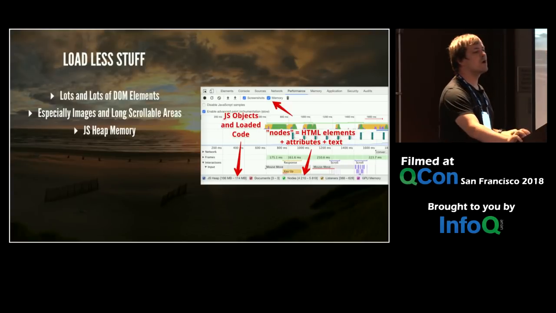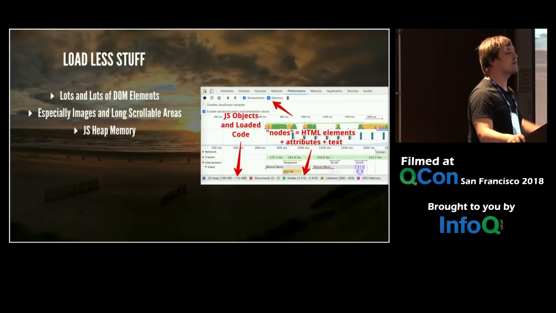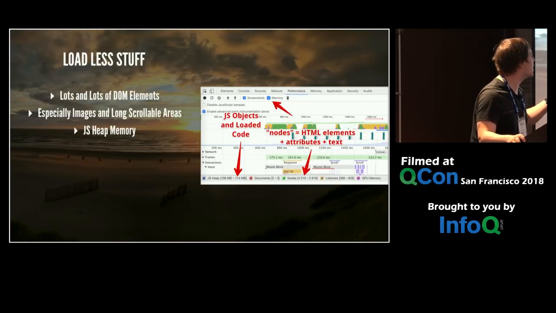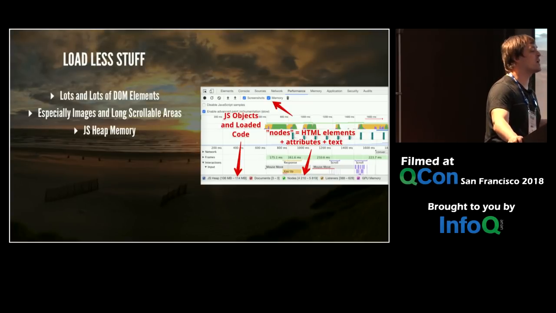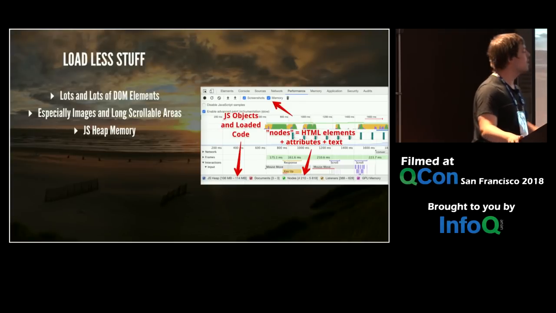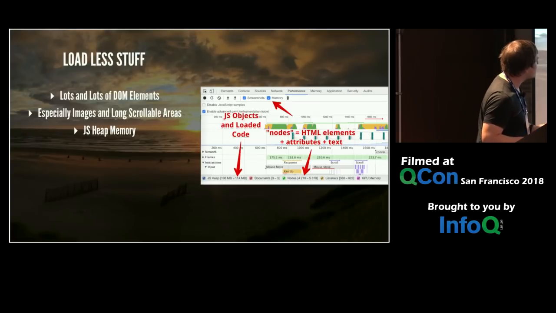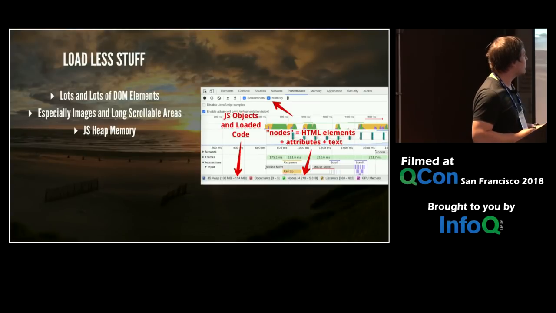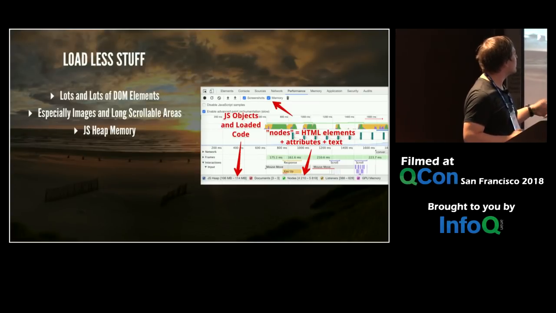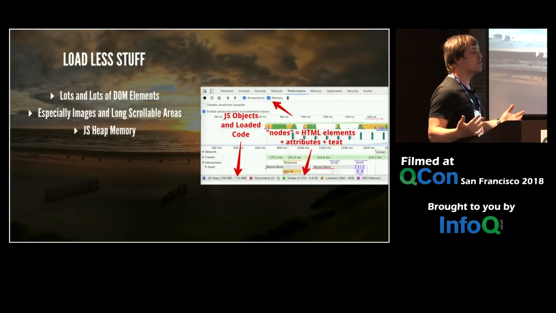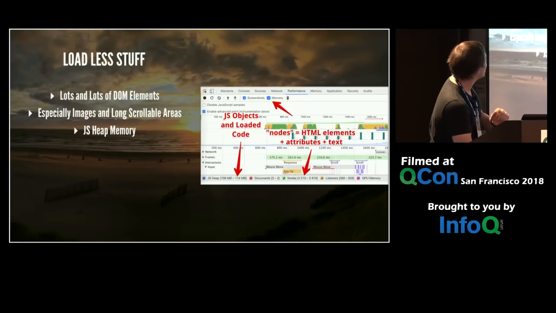DOM elements are any HTML tag, right? Any of the contents of the HTML tag. For example, the text in between paragraphs is a DOM node, but it is not a DOM element. That takes a lot, right? And a lot of times, those tags have associated information that takes a lot of memory.